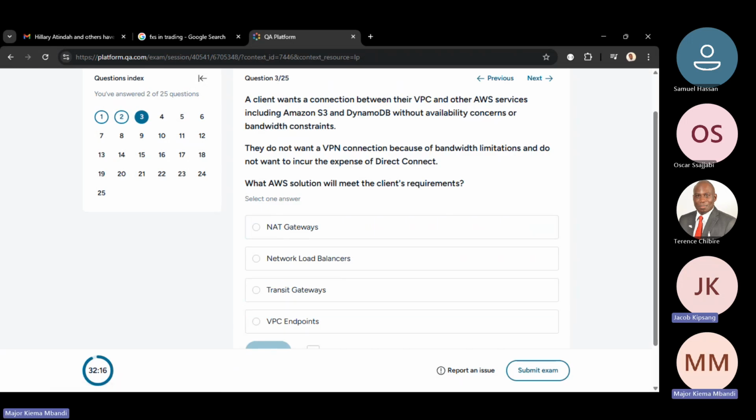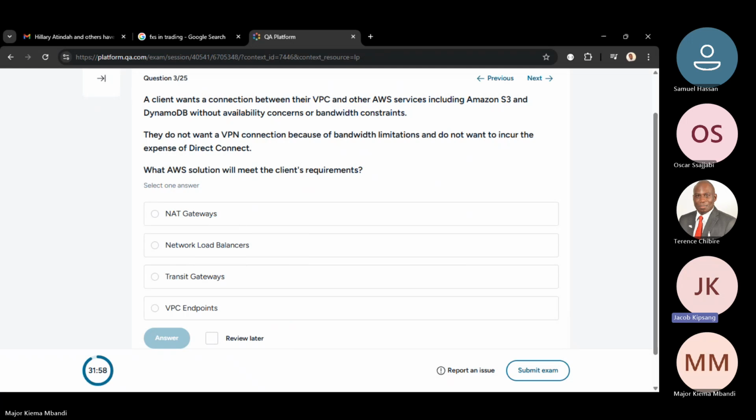Okay, next question. A client wants a connection between the VPC and other AWS services, including S3 and DynamoDB, without availability concerns or bandwidth constraints. They don't want VPN connections because of bandwidth limitations, and don't want to incur the expenses of Direct Connect. What AWS solution would meet the client's requirement? Not internet gateways, not network load balancers; transit gateways and VPC endpoints. I'll go with VPC endpoints.